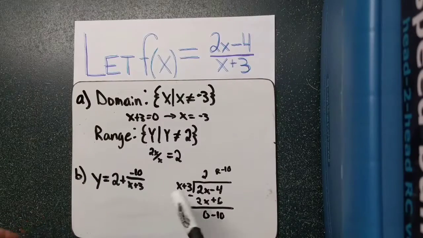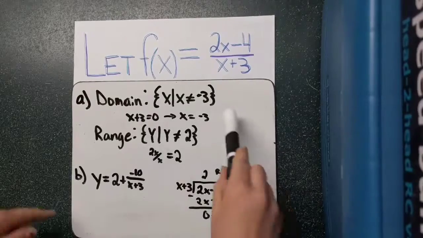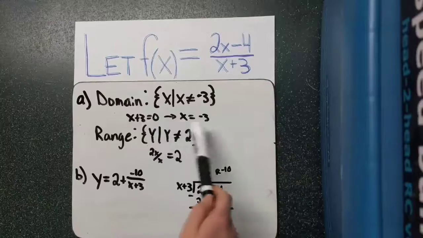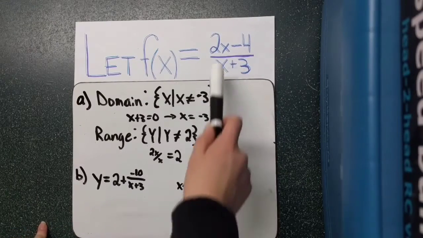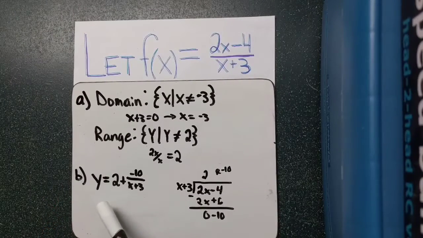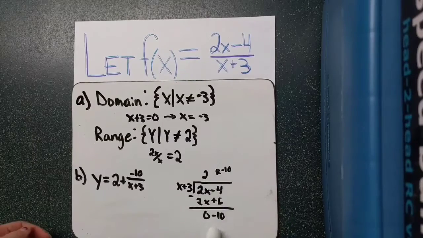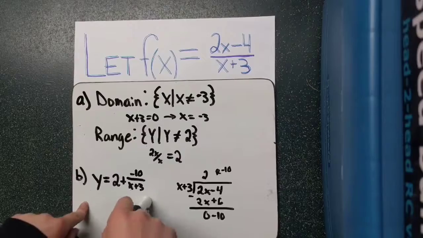So the answers are right here. The domain is x such that x cannot equal -3, because x plus 3 equals 0. You set the denominator equal to 0, which gives -3. The range is y such that y cannot equal 2, because you divide the coefficients, which gives you 2. The transformation would be y equals 2 plus -10 over (x plus 3), because if you solve the division, you get a 2 with a remainder of -10, plug that into this formula, and you get this.